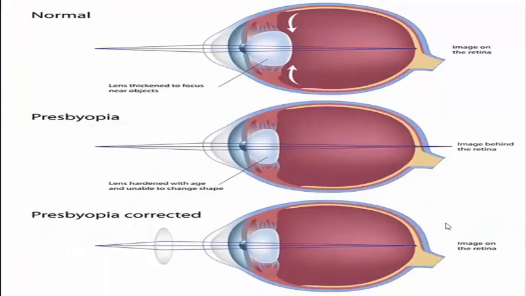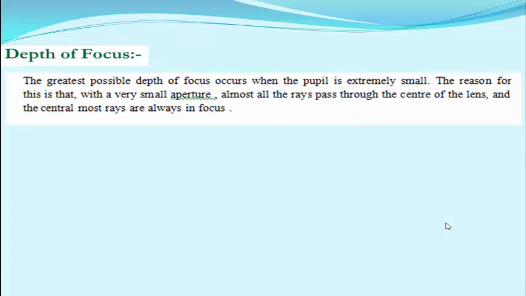In the normal case, the image forms on the retina. In this case, the lens thickens to focus near objects. In presbyopia, the lens hardens with age and is unable to change its shape. In this case, the image is formed behind the retina, and presbyopia is corrected with a convex lens and the image will form on the retina.